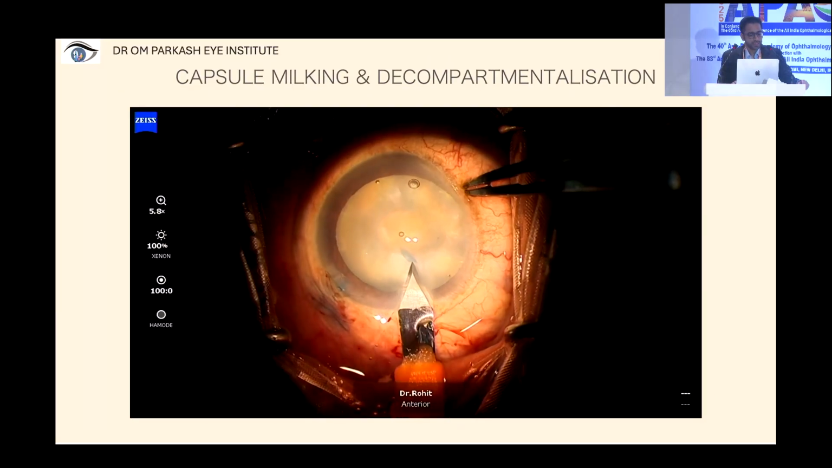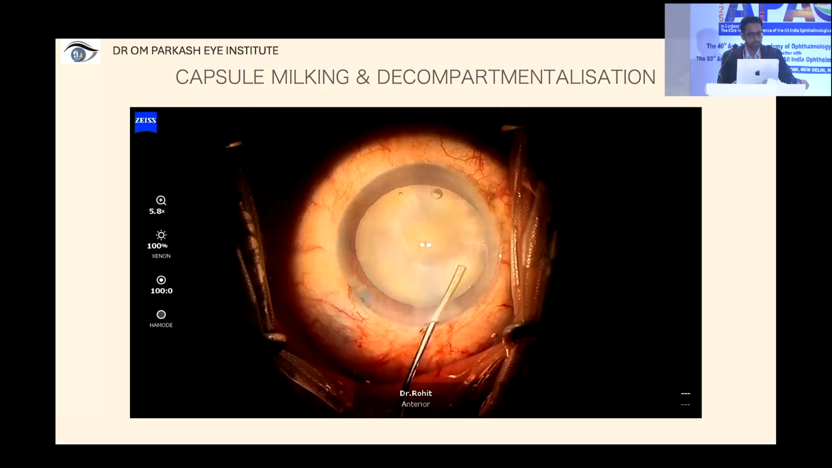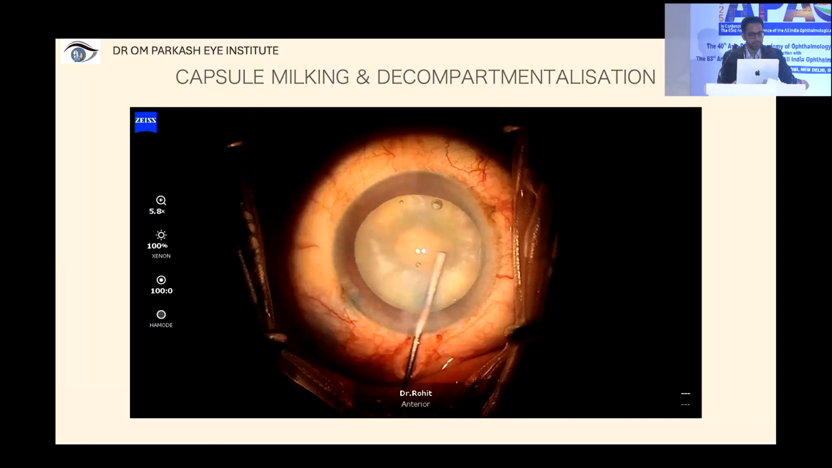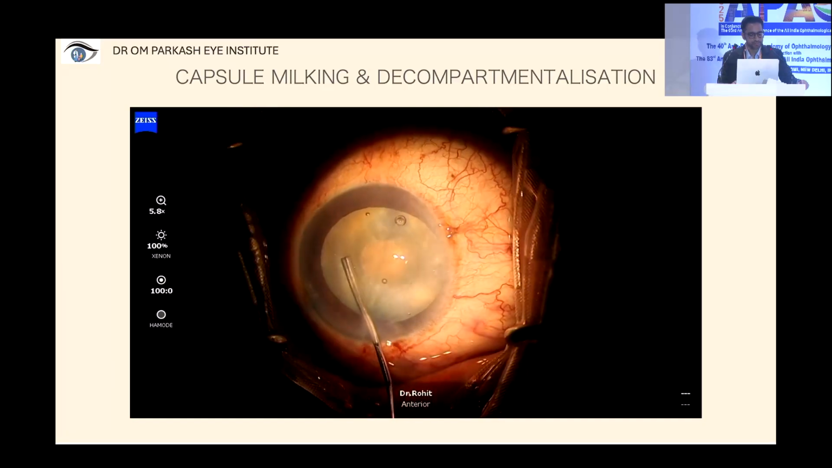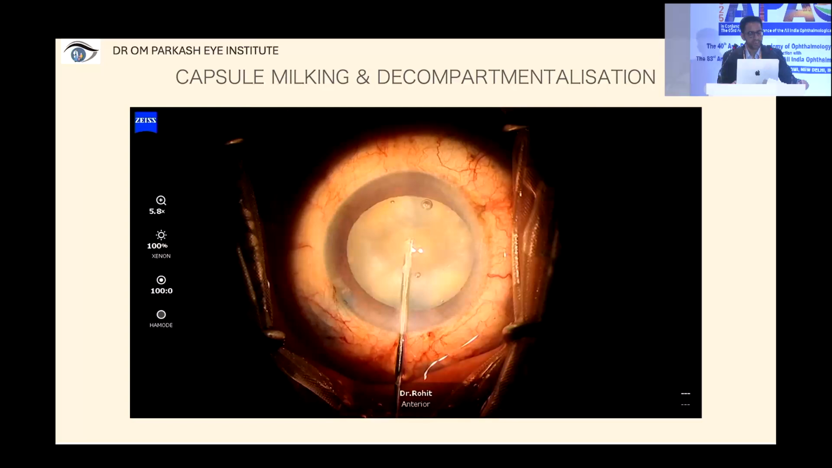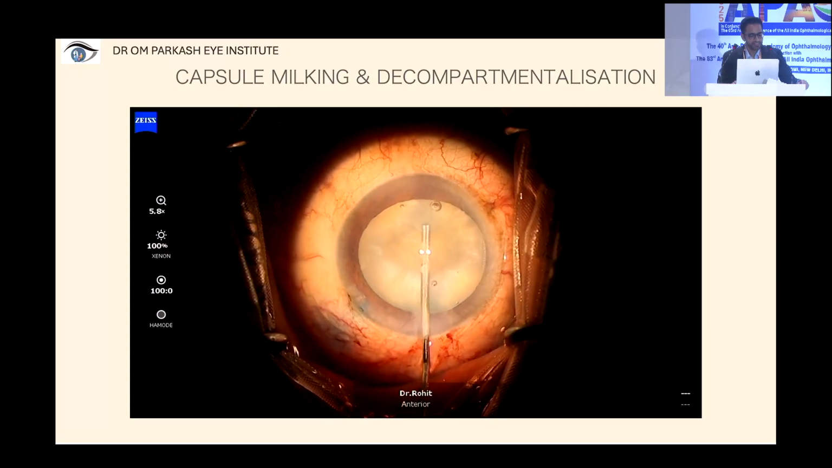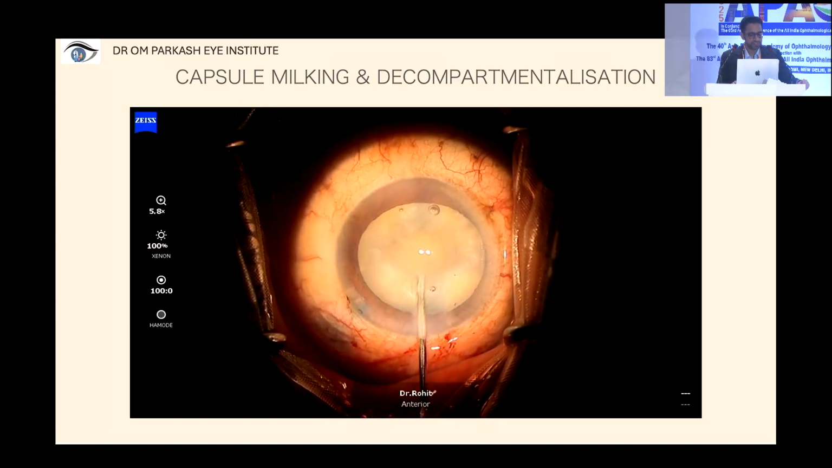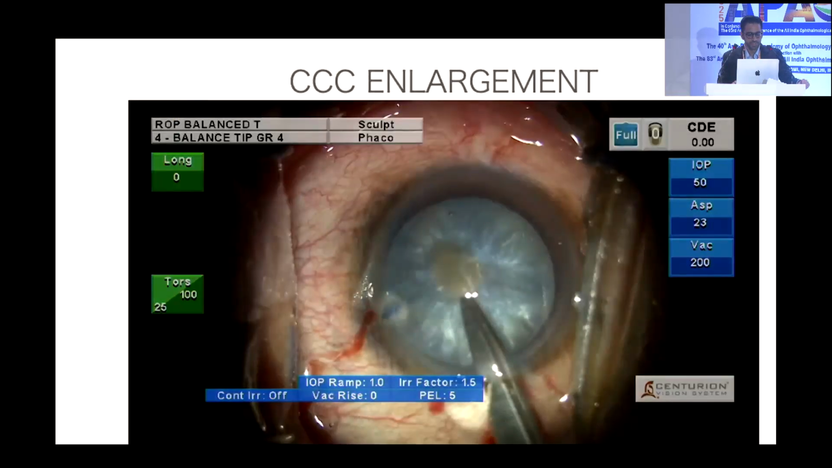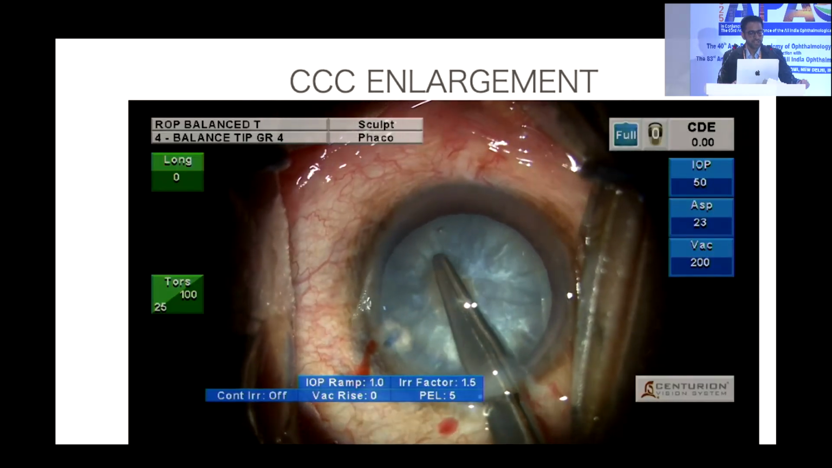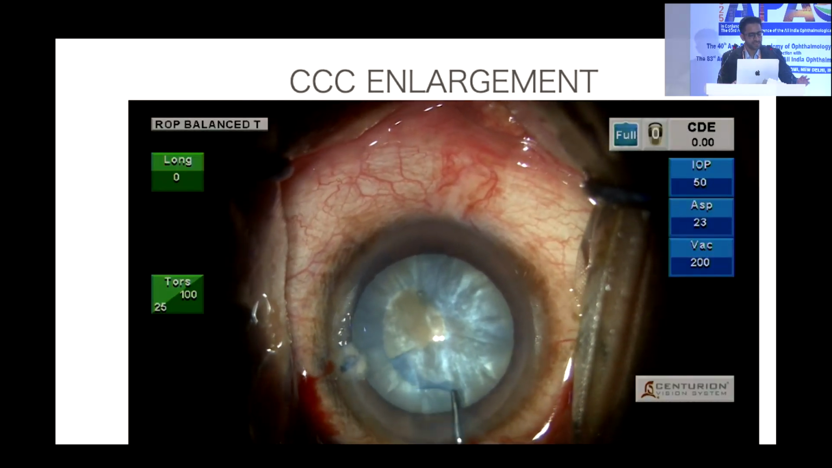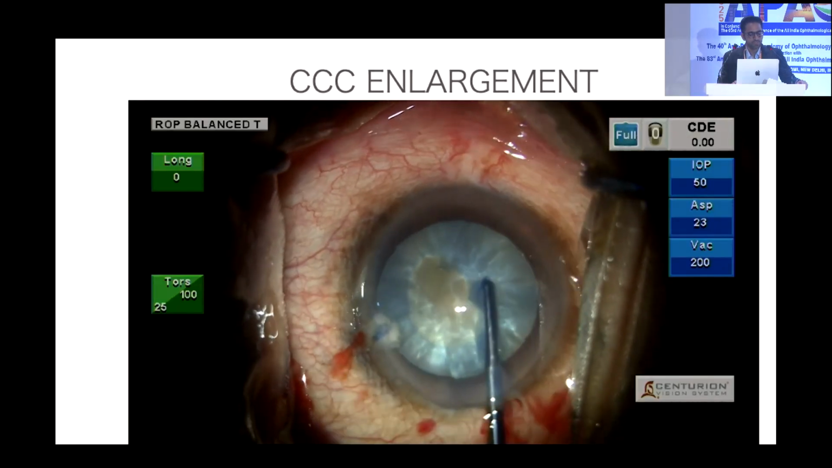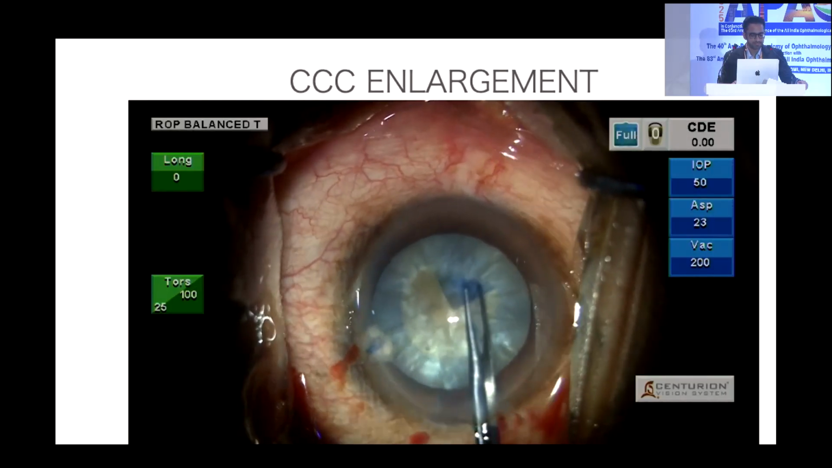Now the calibrated incision is made, and with gentle capsule milking, the remaining fluid from the paracentral area is taken out. With the same cannula it is aspirated. The remaining fluid is aspirated by a gentle tap on the nucleus, so that the fluid from the posterior compartment also comes. Now CCC enlargement is done, a nick is made, and you'll be surprised that all these capsules behave just like a normal capsule, and you can make a normal 4.5 to 5 millimeter excess comfortably.